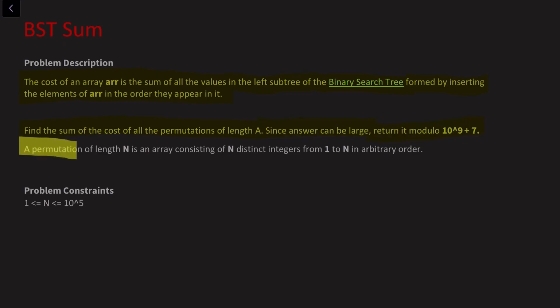A permutation of length n is an array consisting of n distinct integers from 1 to n in arbitrary order. The problem constraints are n can vary from 1 to 10 raised to power 5. Now let us discuss the problem with an example.